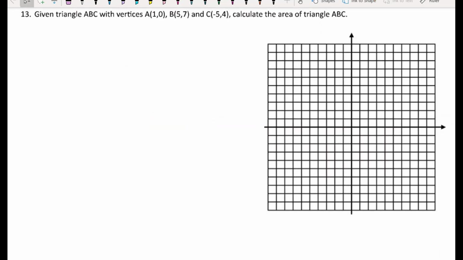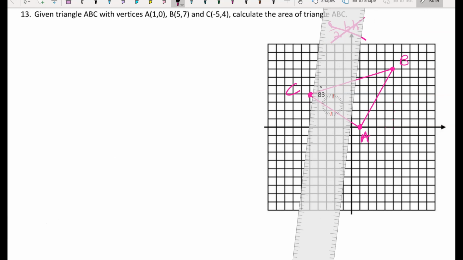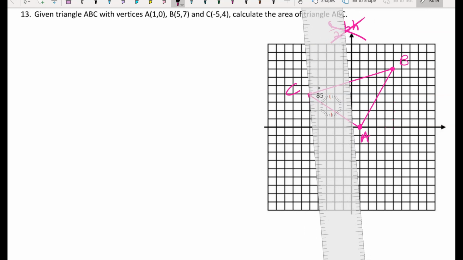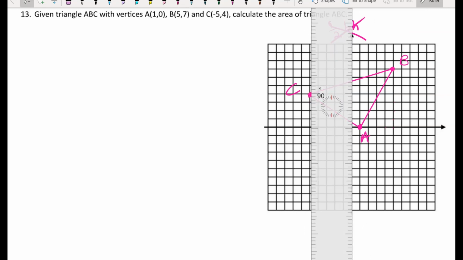Number 13. Given a triangle with vertices 1, 0, 5, 7, and negative 5, 4, calculate the area of ABC. Well, the first thing I'm going to do is plot this triangle. So I took a sec to plot that triangle, and notice I connected all of my sides with a straight edge. Now, normally for the area, we would just do 1/2 the base times the height, but since this figure is slanted, that's kind of hard to do. So the strategy here is to box the figure in so we can find the shaded area and subtract away.